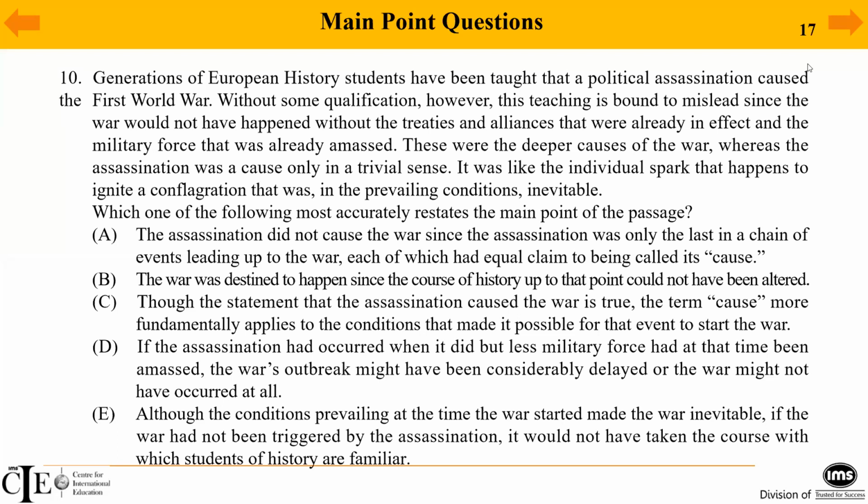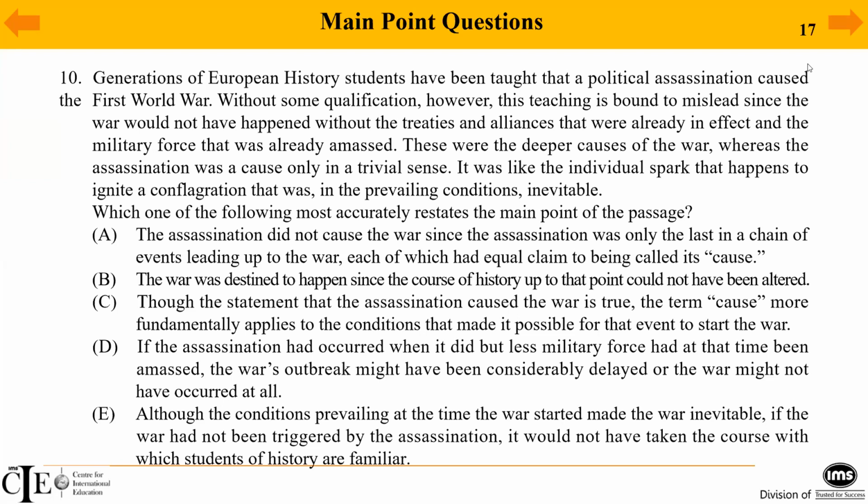Generations of European history students have been taught that a political assassination caused the First World War. Without some qualification, however, this teaching is bound to mislead, since the war would not have happened without the treaties and alliances that were already in effect and the military force that was already amassed. These were the deeper causes of the war, whereas the assassination was caused only in a trivial sense. It was like an individual spark that happens to ignite a conflagration that was in the prevailing conditions inevitable.